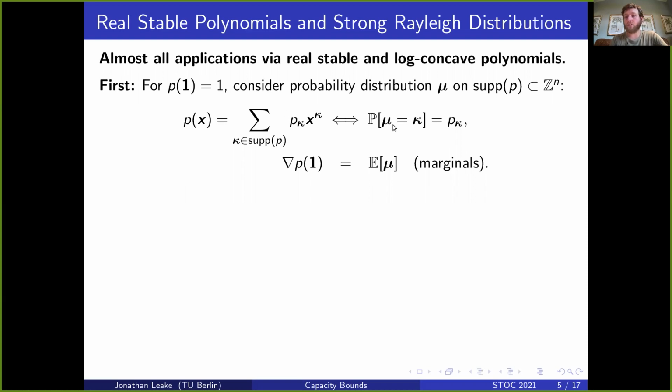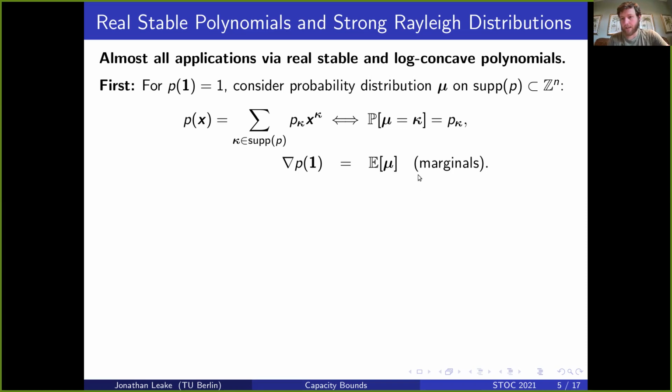And so what you can do is then construct a discrete distribution on the support of the polynomial by saying that here's a discrete distribution mu. The probability that mu is equal to kappa, one particular degree vector showing up in the polynomial, is just equal to the coefficient. Okay, and one of the things we'll utilize the most about this connection between probability distributions and polynomials is the idea that this mu is a random vector. It's a random degree vector. And if you consider its entry-wise expectation, you get what I'm going to refer to as the marginals or the marginal probabilities.